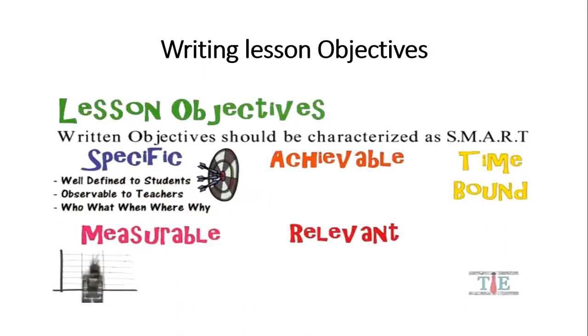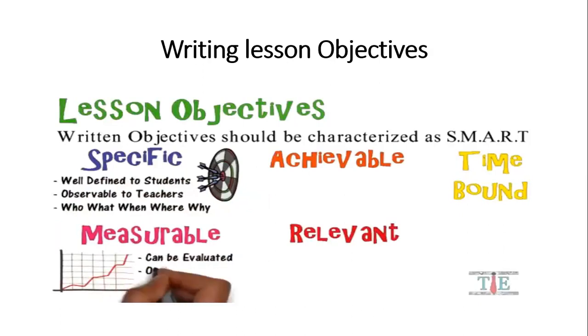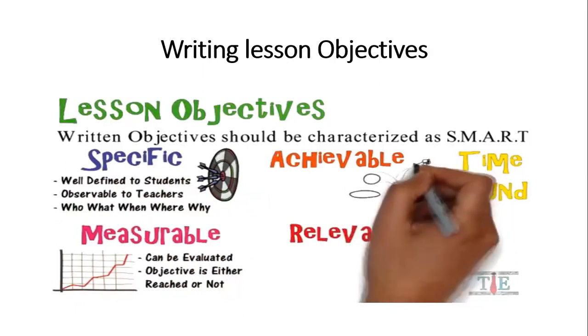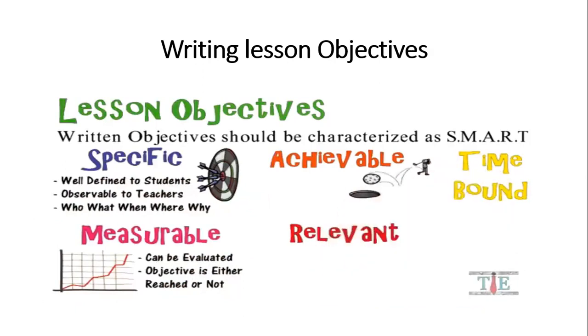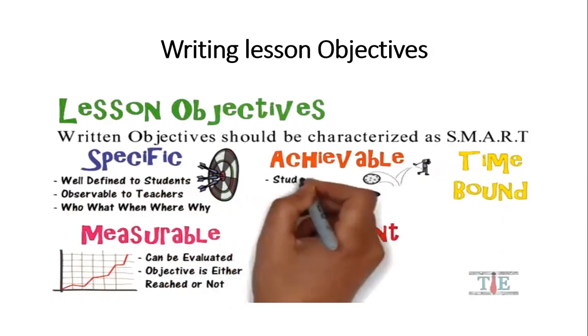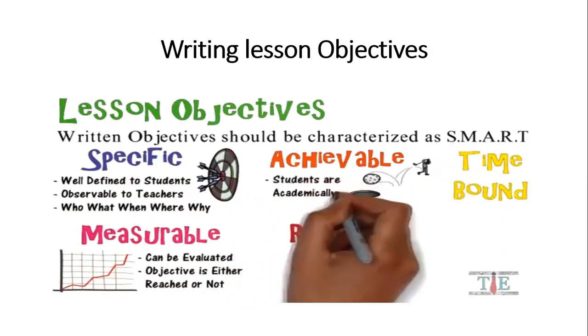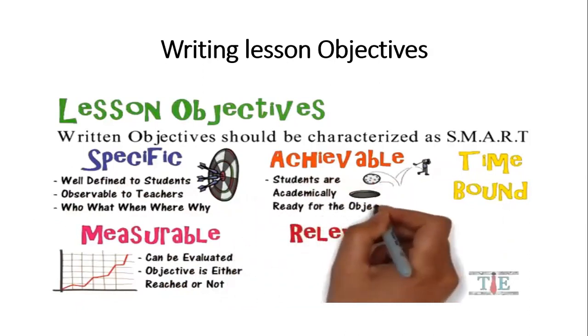On to measurable. Objectives must be measurable so that teachers know if students are actually learning the objectives. So make sure your objectives can be evaluated. Third, achievable. What you don't want to do is set your students up for failure. Be sure that your students are academically ready to complete the objective. Remember, you want to set your students up for success.